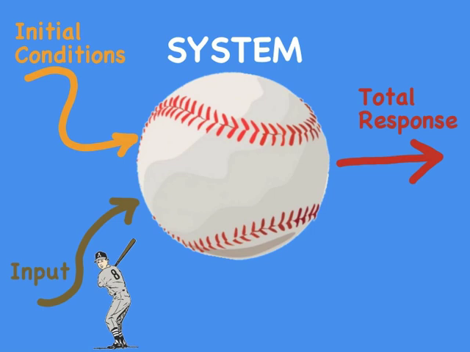We can represent the dependence of the output on the initial conditions and the input in the following diagram. The total response of the system is dictated by both the initial conditions and by the input. This will be true for all systems, whether they're linear or not. The special thing for linear systems is the nature of this dependence of total response on the initial conditions and the input. Let's examine that a bit more closely.